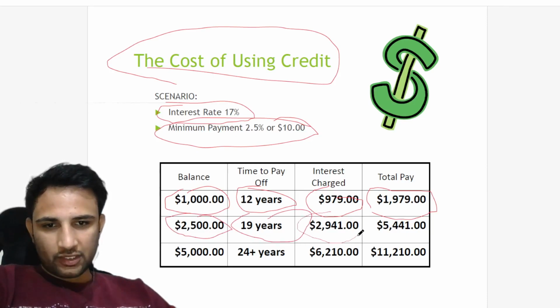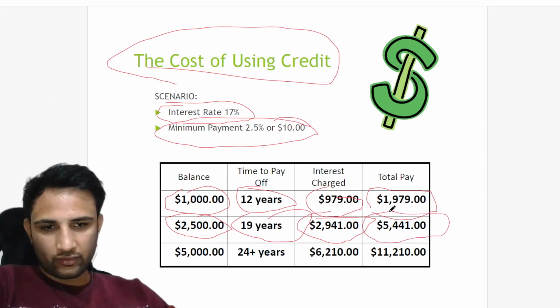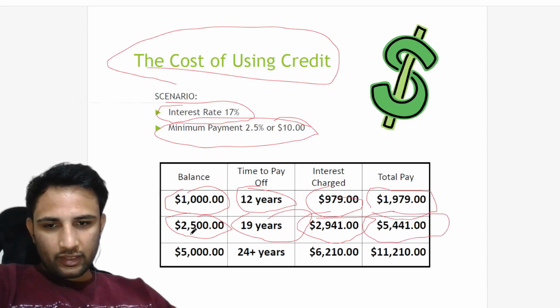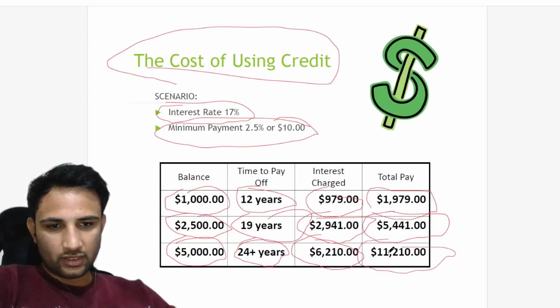In the case of a $2,500 balance, the time to pay off is 19 years. The interest charge is $2,941. The total payment he has to pay back is $5,441. And in the case of a $5,000 balance, the time to pay off is 24 plus years. The interest charge is $6,210. The total payment he has to pay back is $11,210.